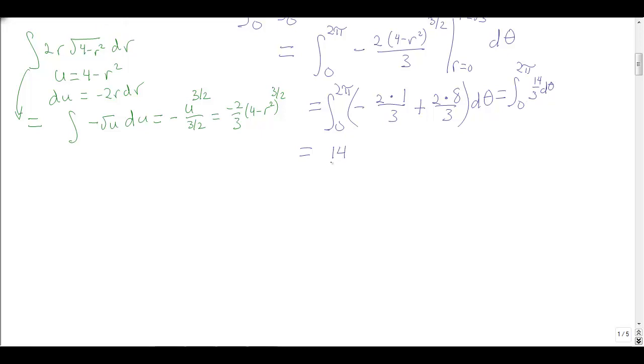That gives us 14/3 theta, where we evaluate from theta equals 0 to theta equals 2 pi. Plugging in the 2 pi gives us 14/3 times 2 pi. Plugging in the 0 gives us 14/3 times 0, or 0. So really that second term drops out as a 0. And we end up with 28/3 pi. So that's the value of our integral here.